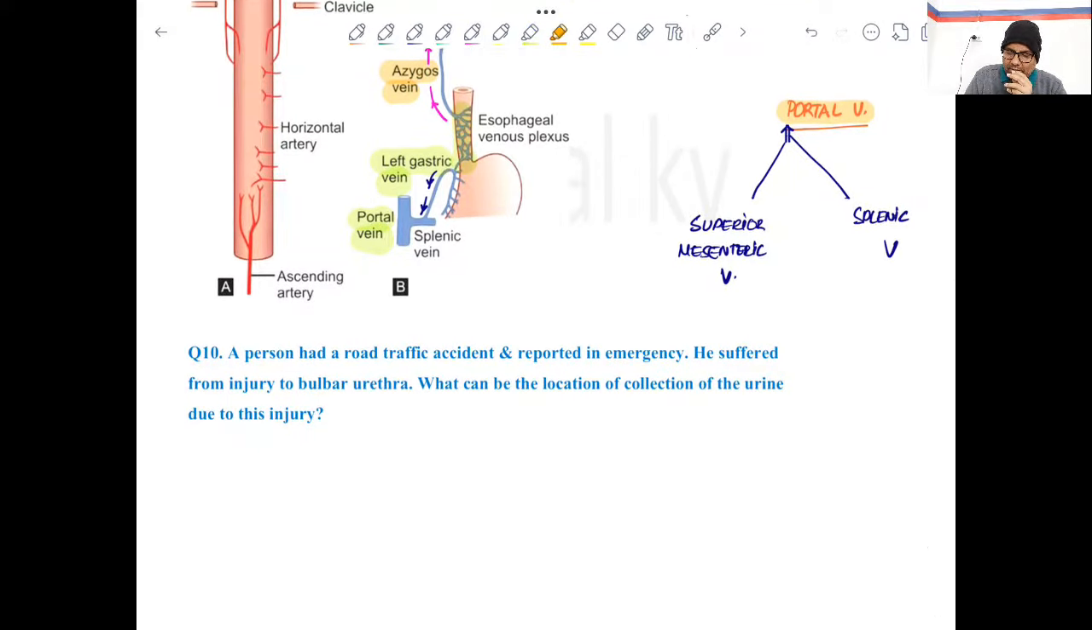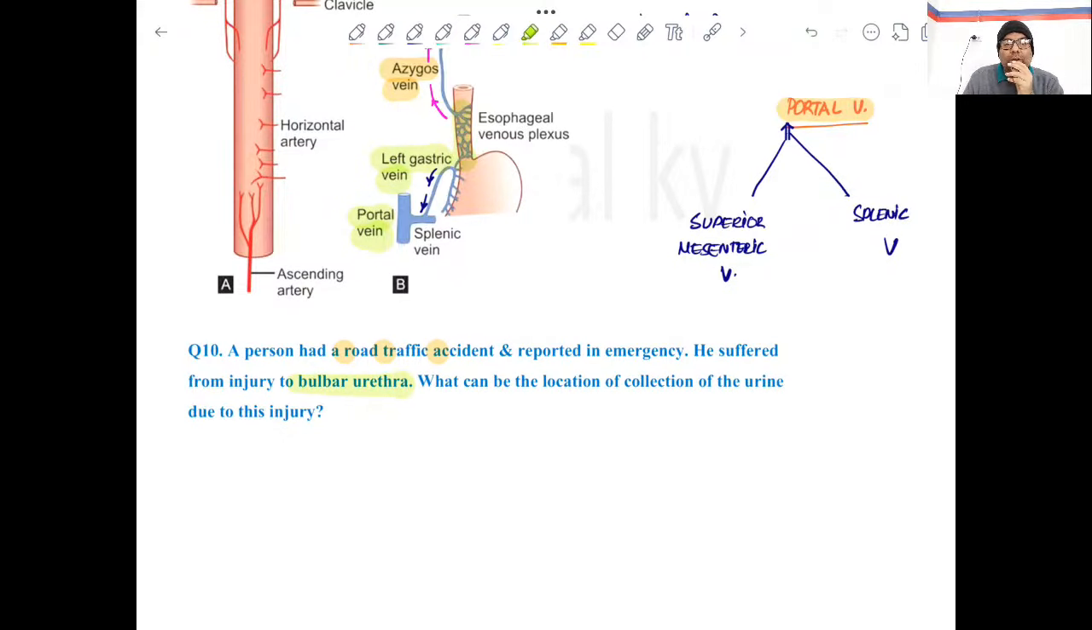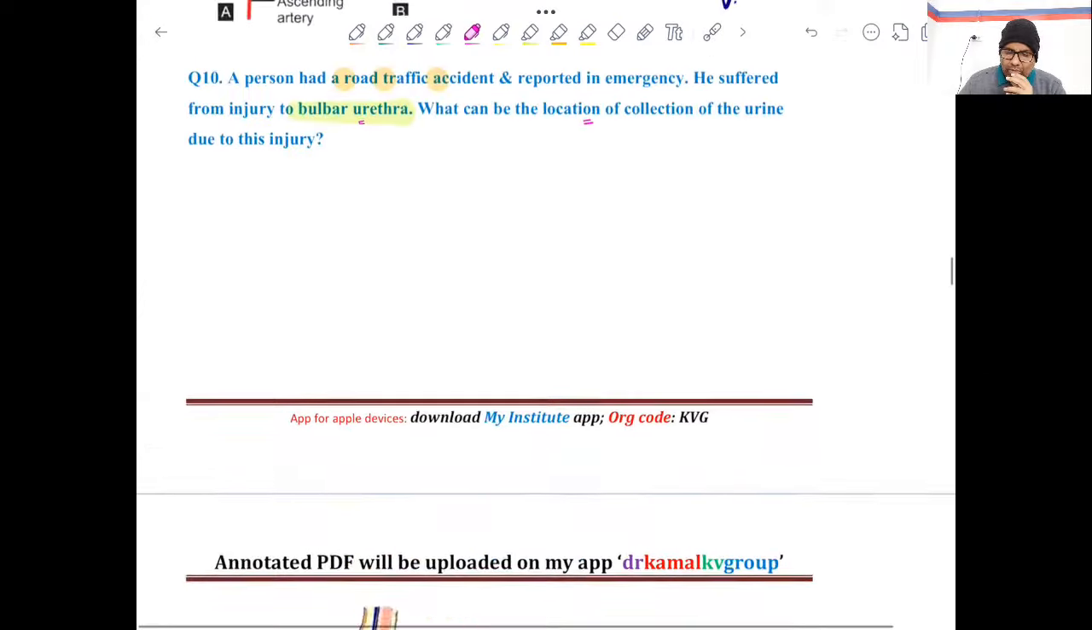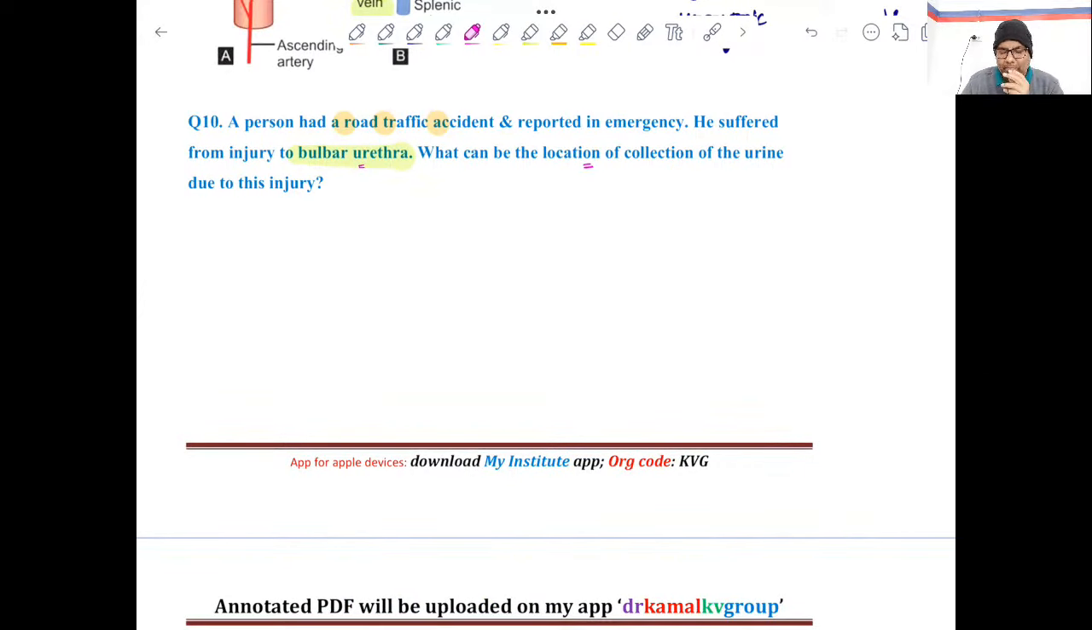Now a patient has an RTA, road traffic accident, and then he came to the emergency. There is injury to the bulbar urethra. Now if the urine leaks out from the bulbar urethra after rupture, what are the areas where this urine can extravasate or where it can get accumulated? Now, I think most of you must be knowing the anatomy of the urethra. There is the prostatic urethra, then the membranous urethra, then the bulbar urethra and the penile urethra. Clear? So, prostatic, membranous, bulbar, penile. Now the question is about the rupture somewhere here.